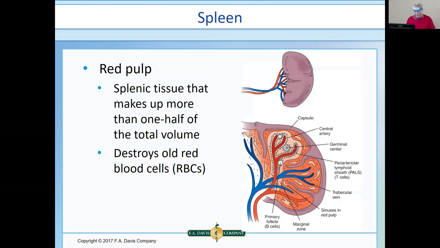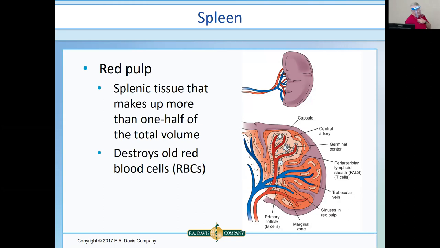All right, and to finish up with the spleen, we'll talk just quickly about red pulp. Splenic tissue makes up more than one half of the total volume of the spleen itself. And we know the role of the spleen is to get rid of our old red blood cells when they've spent their how many days? Y'all know how many days the red blood cells live? I trust you. 120? Yeah, okay. I trust you.